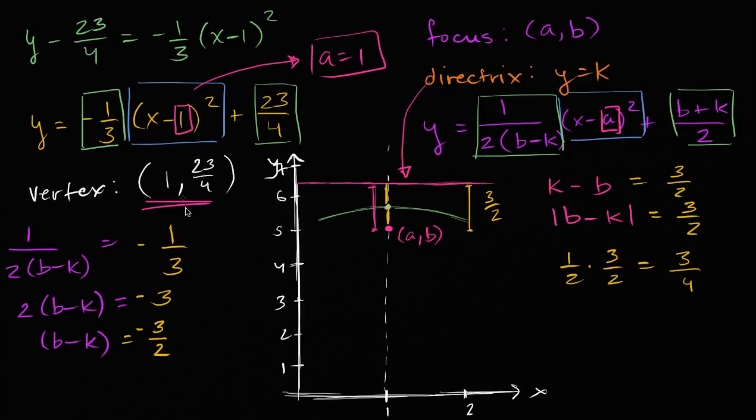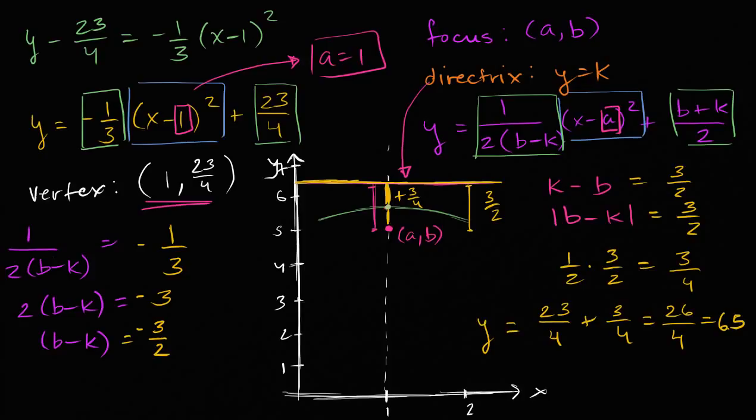So I could say the directrix, let me see, I'm running out of space. The directrix is going to be y is equal to the y coordinate of the vertex, be careful with my language, plus 3/4. So plus 3/4, which is equal to 26/4, which is equal to 6.5. So this right over here, actually I got pretty close when I drew it, is going to be the directrix. y is equal to 6.5.